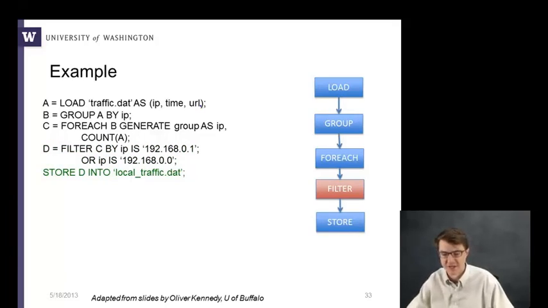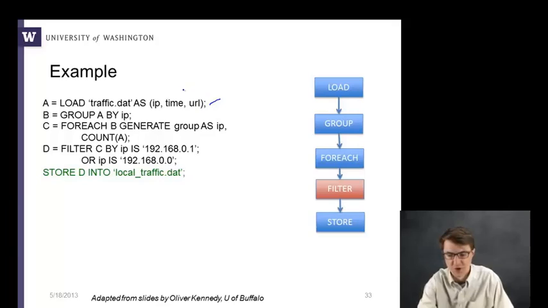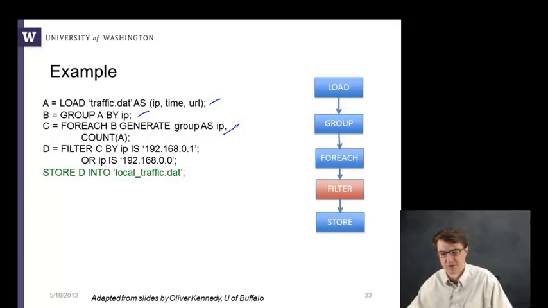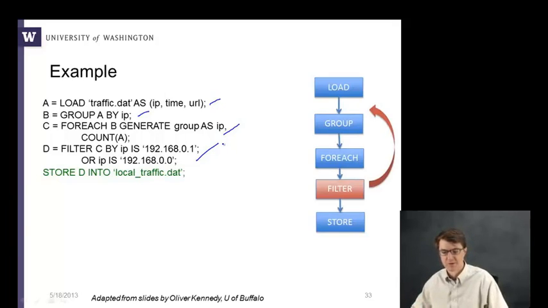And so the observation here is that, if you look at this carefully, you can see that as written, this is somewhat inefficient, right? We load a very large data set. We apply a grouping operation to a very large data set. We do some manipulation of those groups across the very large data set, and then we filter it down to something that's much smaller because we're only interested in these 2 IP addresses. Okay. So what would be nice is if we could apply the filter first.